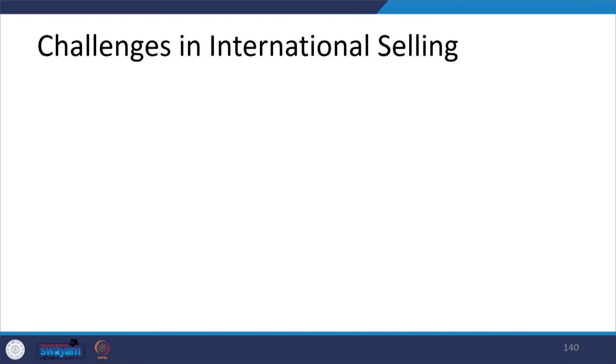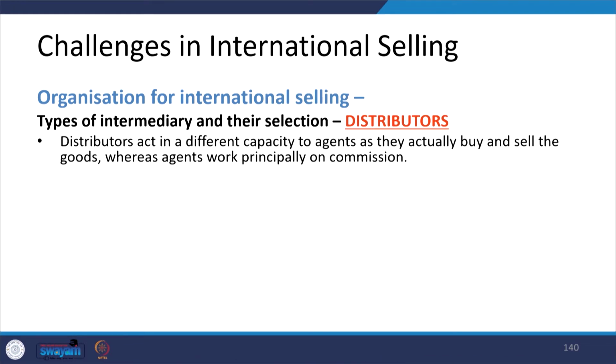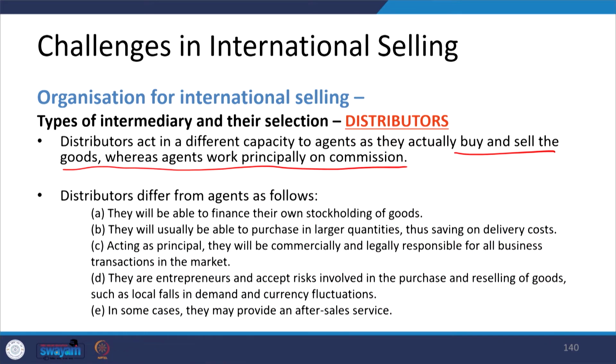Another kind of intermediary that we can have while selling internationally is distributors, appointing some distributors for your products and services. Distributors act in a different capacity as compared to agents, as they actually buy and sell the goods, whereas agents work principally on commission. So that's the main difference between agent and distributor. Where agents work only for commission, distributors will actually buy from you and sell your goods in that particular market.